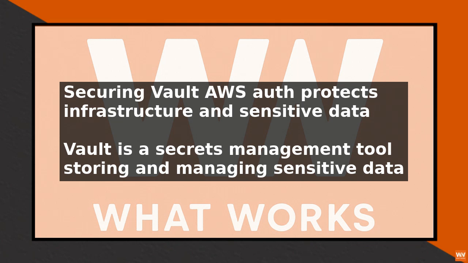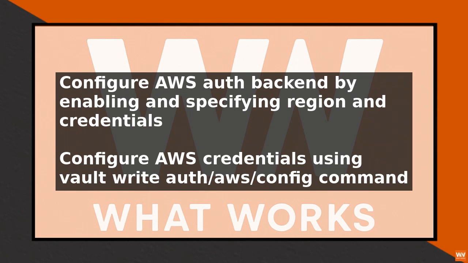The first step in securing Vault AWS Auth is to configure the AWS Auth backend. This involves enabling the AWS Auth backend in Vault and specifying the AWS region and credentials. You can do this by running the command vault auth enable aws, and then configuring the AWS credentials using vault write auth/aws/config.